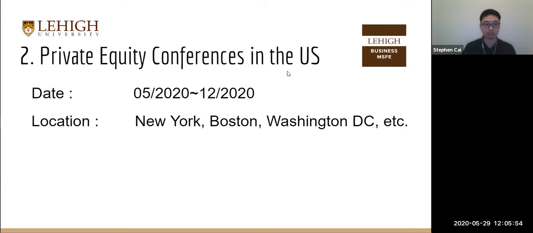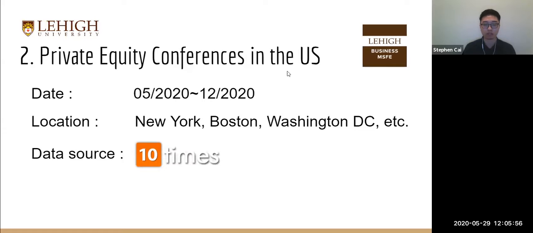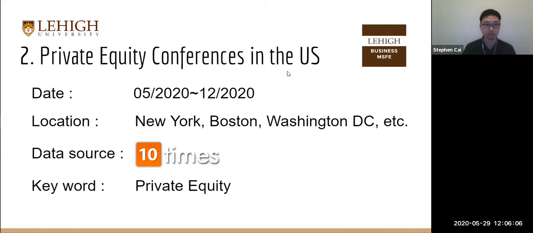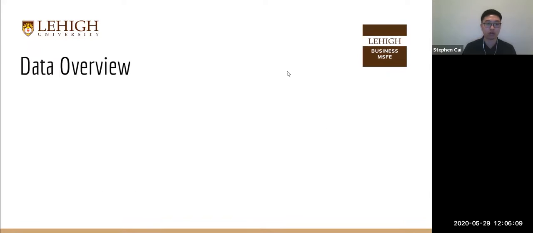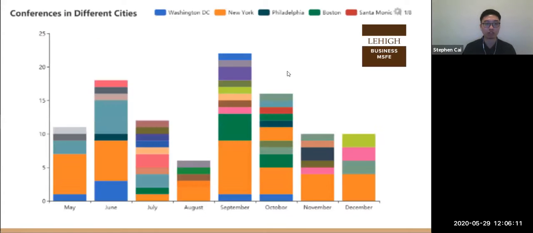The data is collected from the database called 10Times, which is a website that provides information on events in the United States. And the keywords we used to search on this website were private equity conference. So there are 118 conferences to be held from May to December in the entire United States.